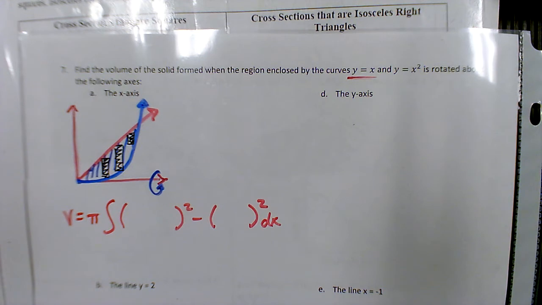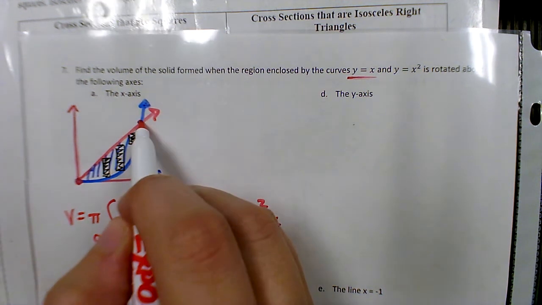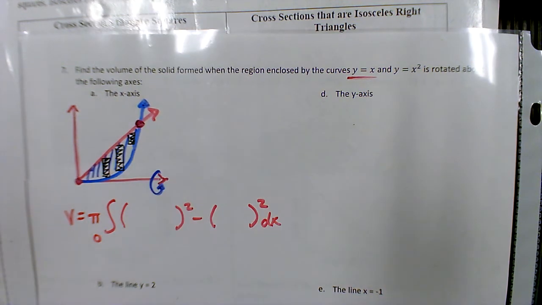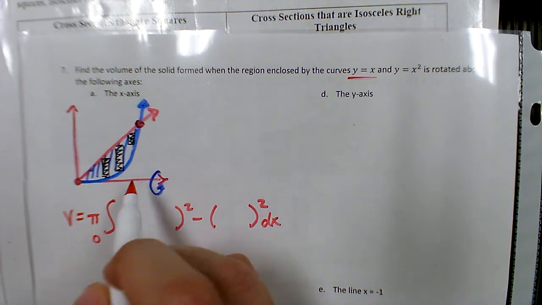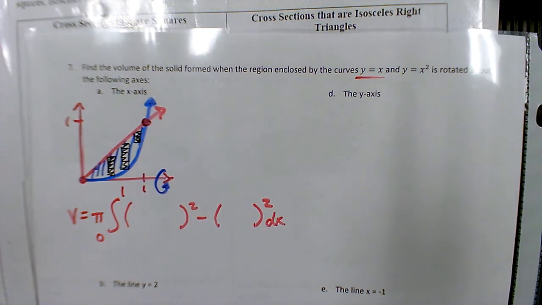Any takers on radii or bounds? Good, Eric? Bounds are 0 to 1. 0 to 1. Alright, so 0 definitely at the origin, and then figuring out that intersection point where the two of them are the same. That would be at 1, 1, on both the x and the y.